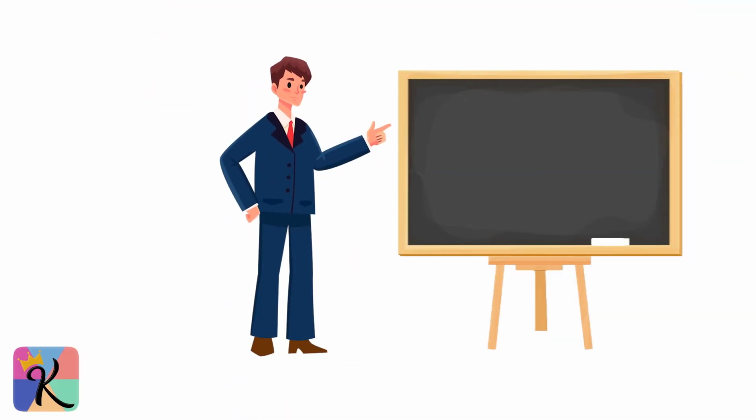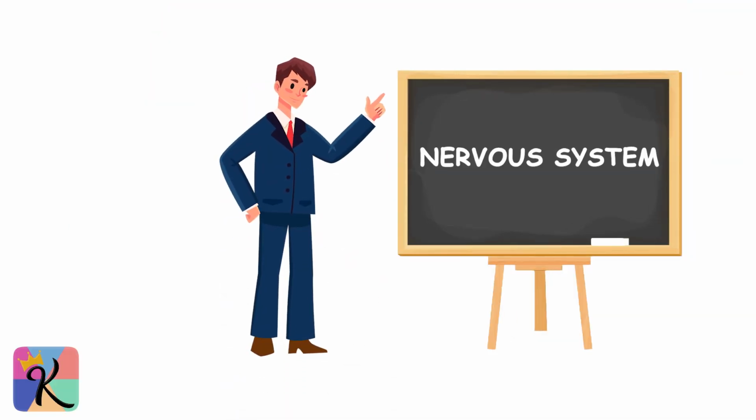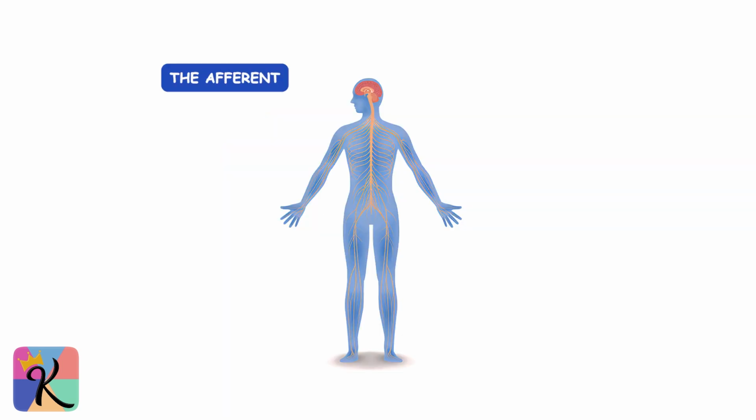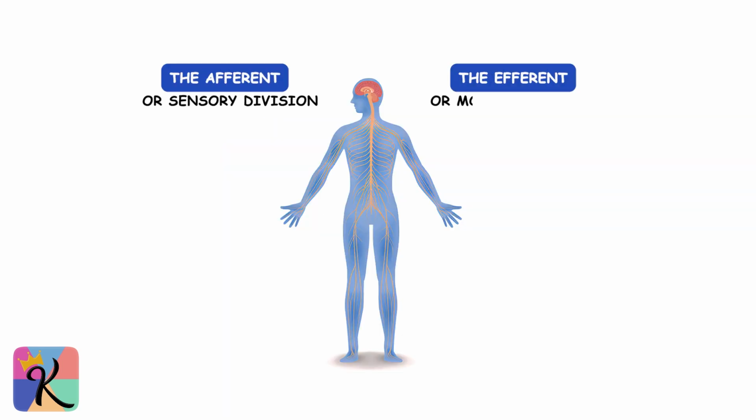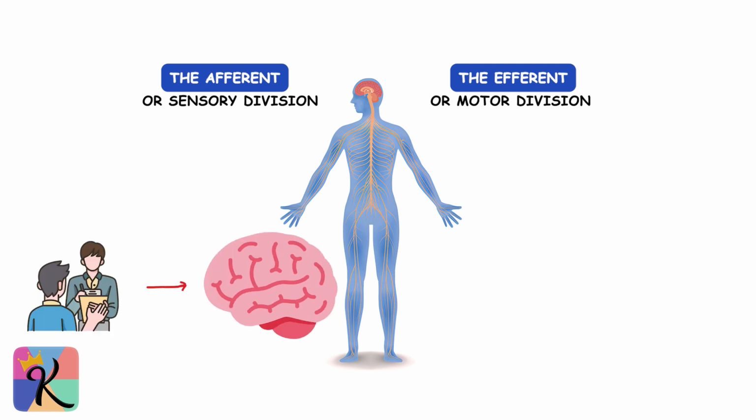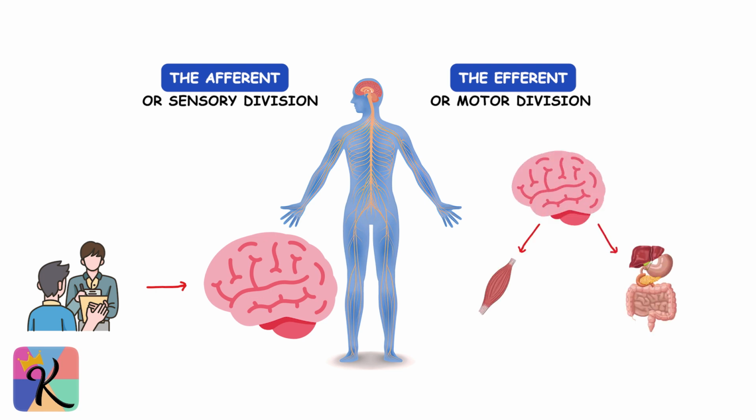Alright, so let's start by breaking down the nervous system into its two major components, the afferent, or sensory division, and the efferent, or motor division. The afferent division is all about bringing sensory information from the outside world into the brain, while the efferent division sends motor commands from the brain to the muscles and organs.